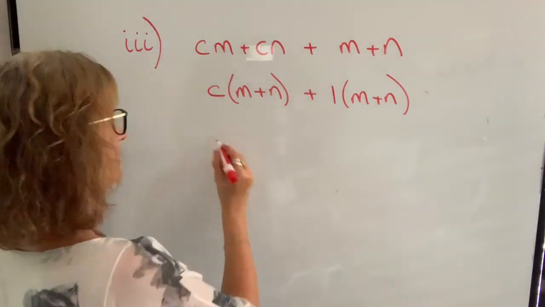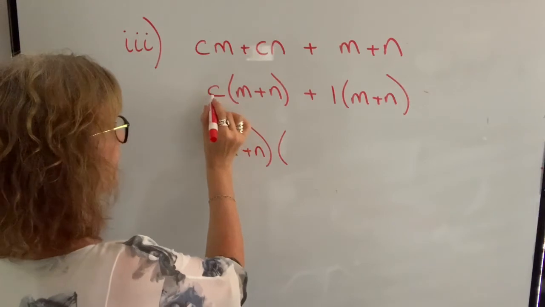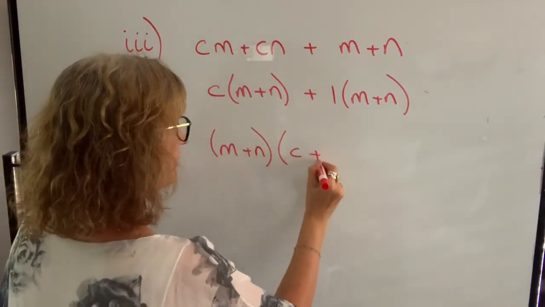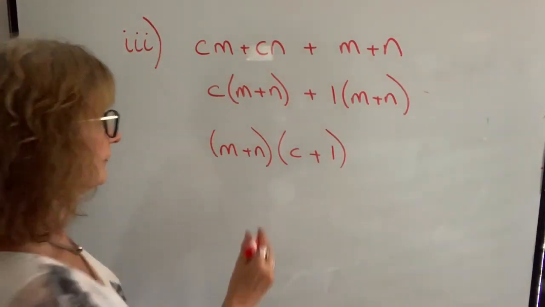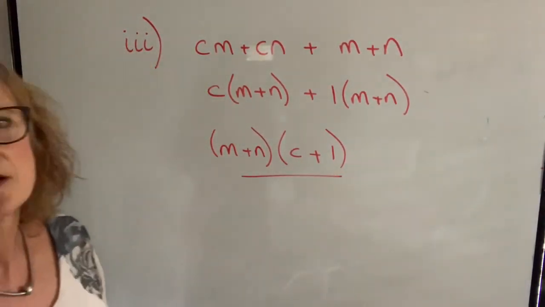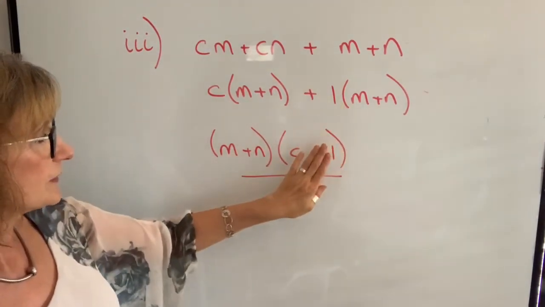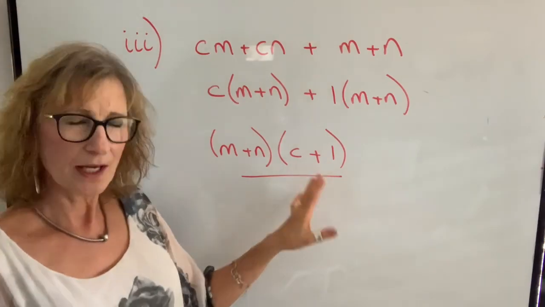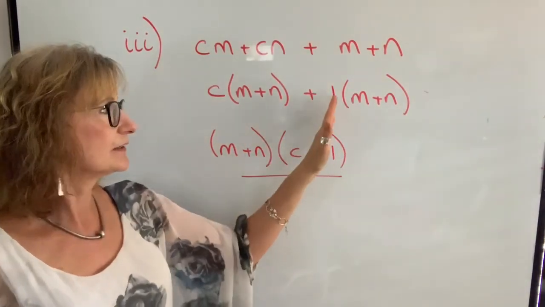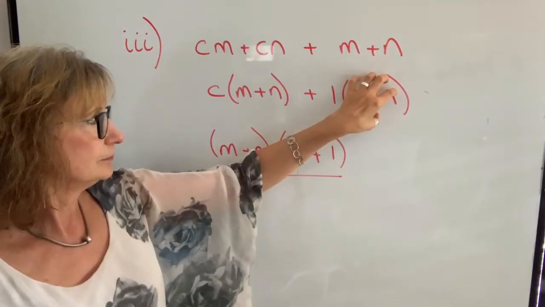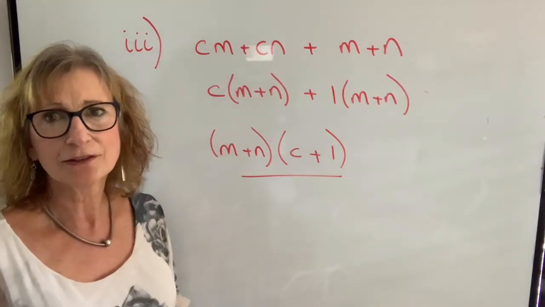I factor that m plus n out, and when I factor it out of this term, I'm left with a c. When I factor it out of this term, I'm left with plus 1. So that's now considered factored. A lot of students miss that 1 and they just kind of ignore it. You can't ignore it. It's there, even though you don't see it, but you have to understand that when you've got a factor and no coefficient, it means it's being multiplied by a coefficient of 1.